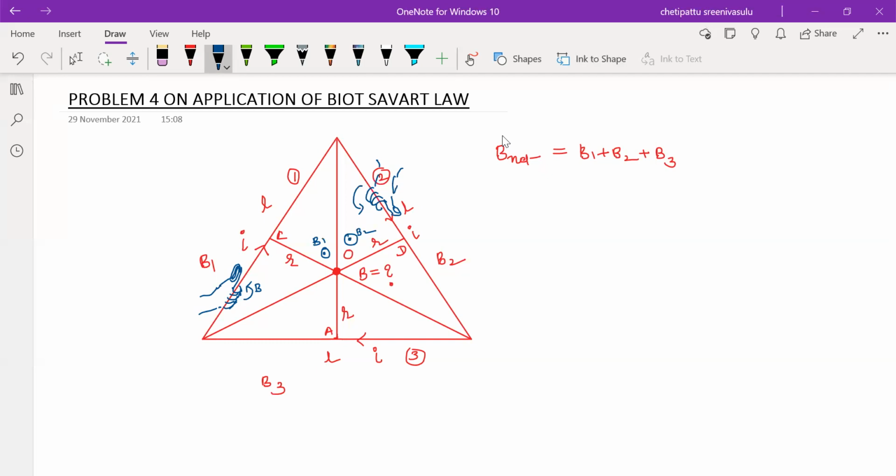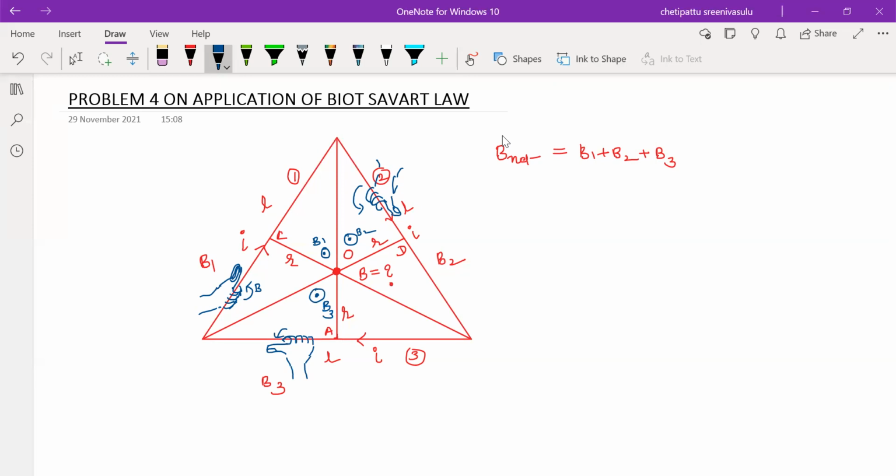You look at here. Again, you stretch your thumb along the direction of the current and curl your fingers. The curling finger direction will be the magnetic field. So the magnetic field due to the third conductor B3 will be into the board.